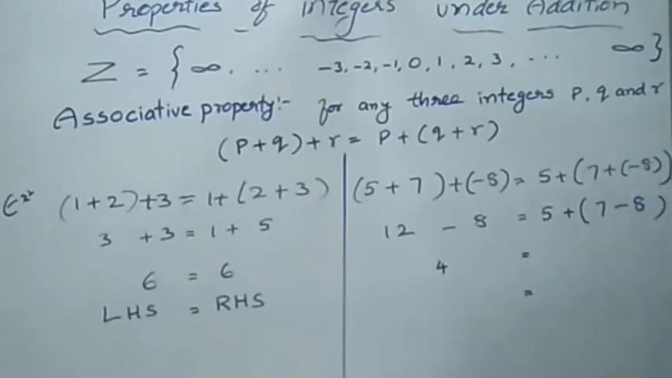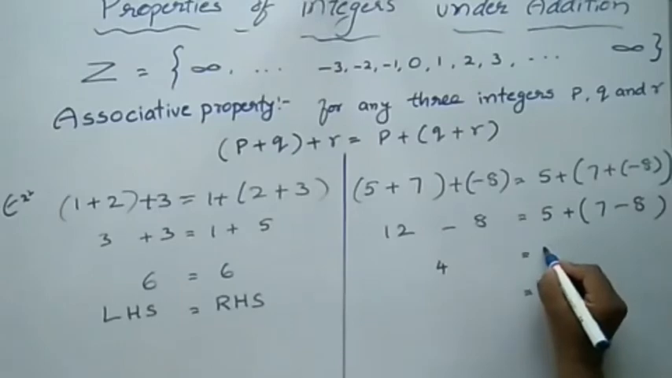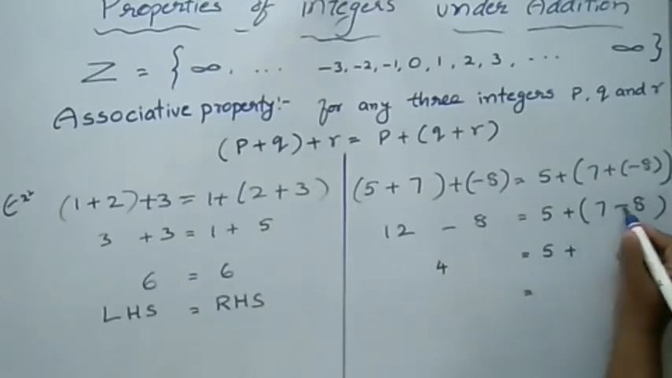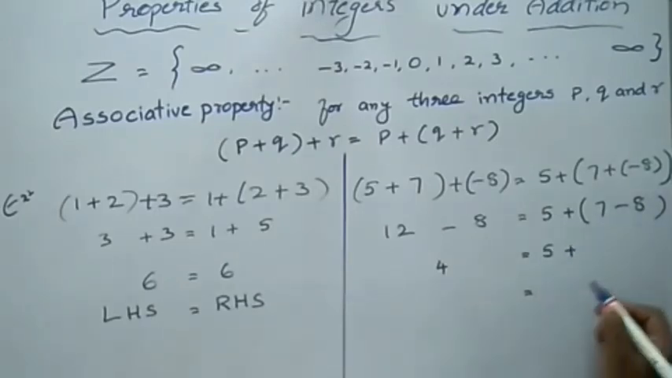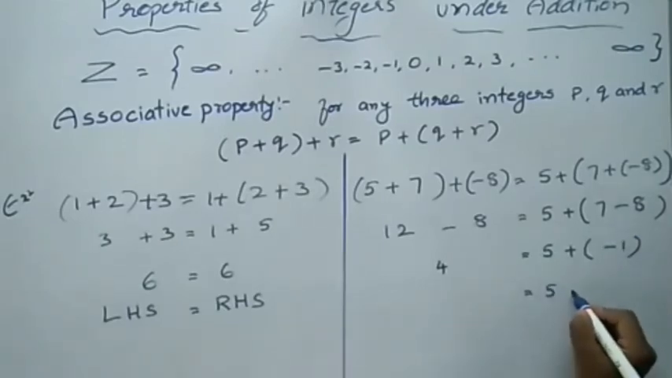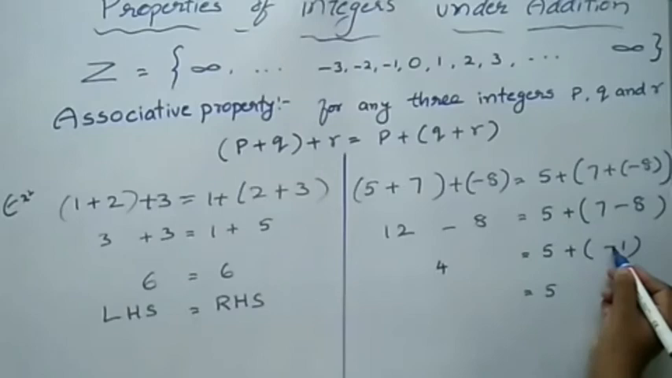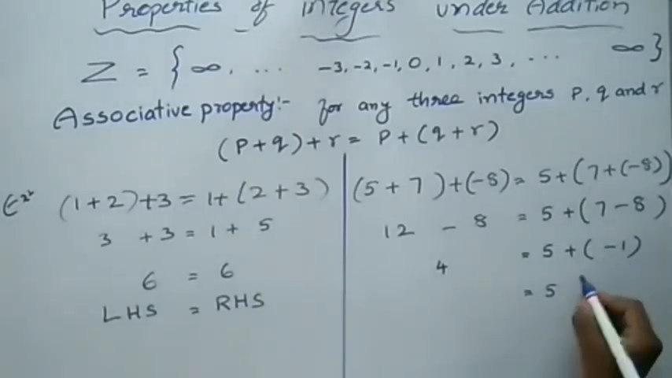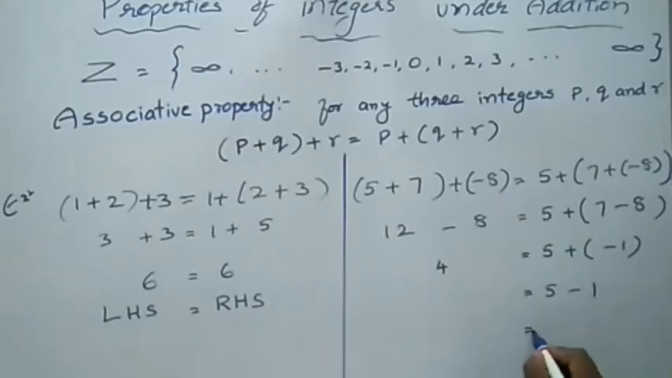Here I am using BODMAS rules. 5 plus 7 minus 8. 7 minus 8 is minus 1. So 5 plus, this bracket means half, so plus into minus is a minus 1. So 5 minus 1 is 4. Here also 4 as it is downside. So LHS equals RHS.